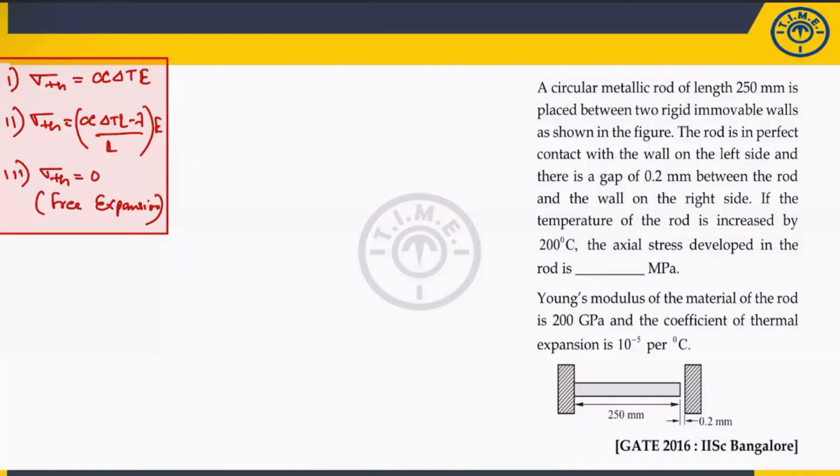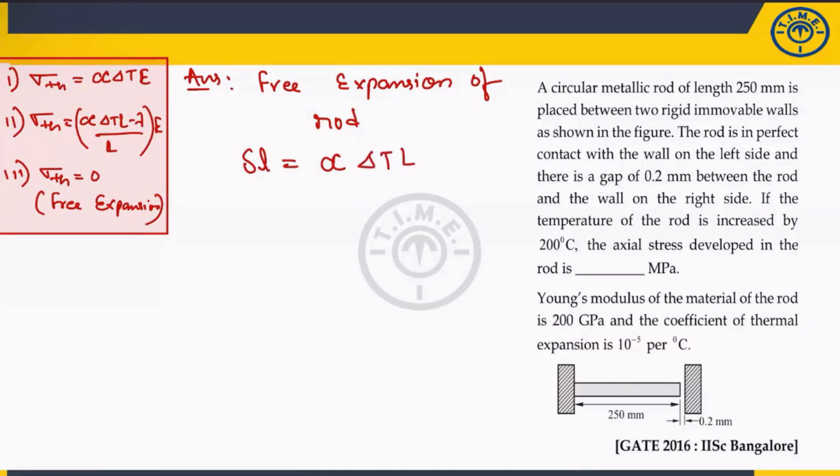But now try to understand what is actually happening, how you will solve these kinds of problems. First of all, you will calculate the free expansion of the rod, how much it can expand. How will you calculate the free expansion? Change in length is alpha delta t into L. When you increase the temperature, it will expand by alpha delta t into L. What is the alpha value? 10 to the power of minus 5. Delta t is 200, and the length is 250. If you calculate, you will get 0.5 mm.